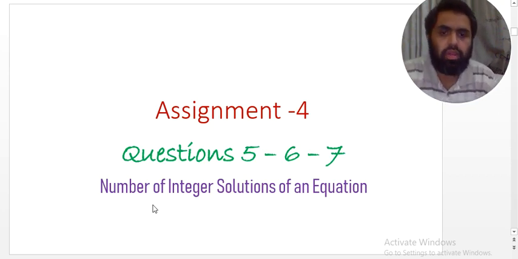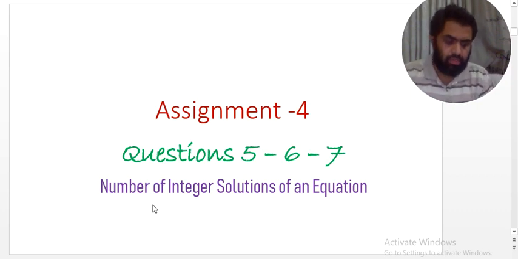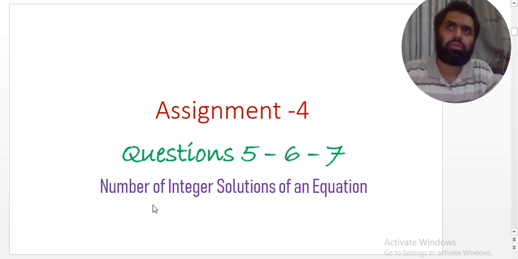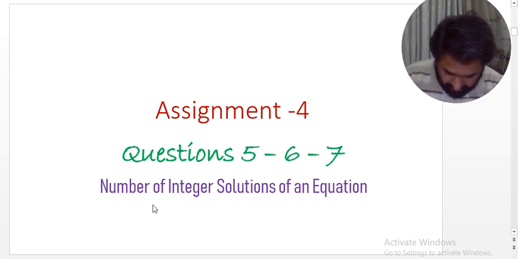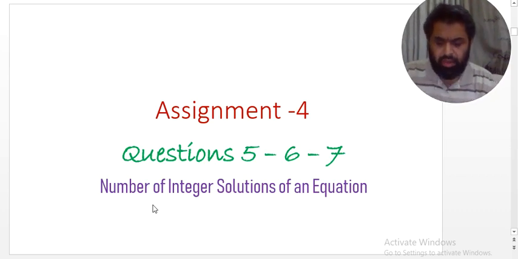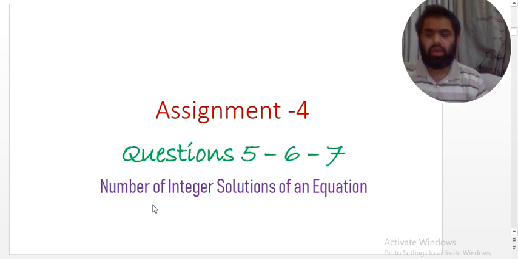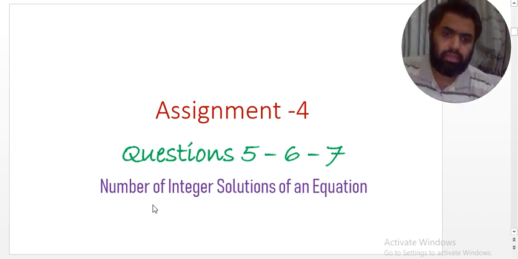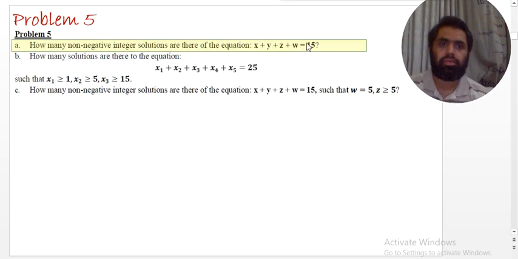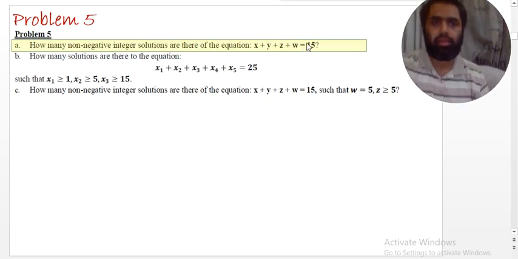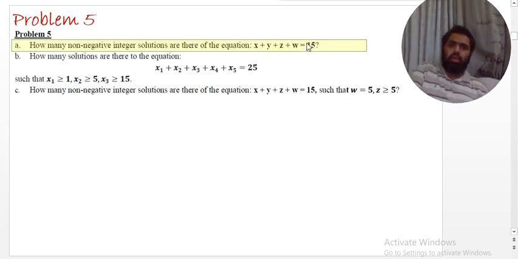So first of all, we are going to understand the motivation of how to derive the formula for the number of integer solutions of an equation. Actually, this is just like finding possible combinations in which one object is repeated. So let's start. The question is x plus y plus z plus w is equal to 15. How many non-negative integer solutions are possible?